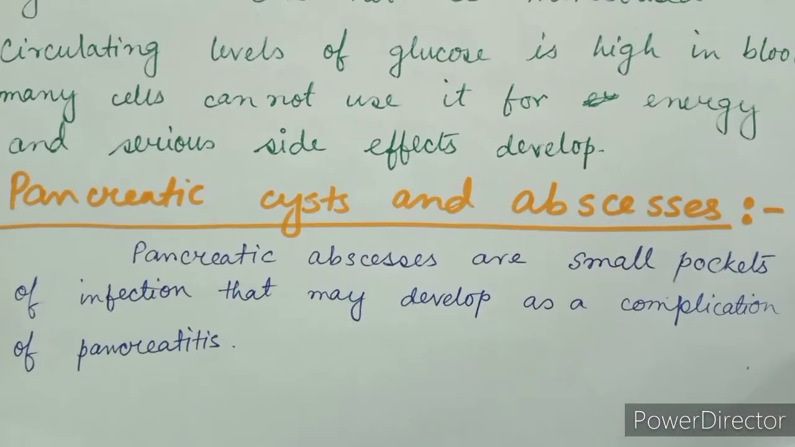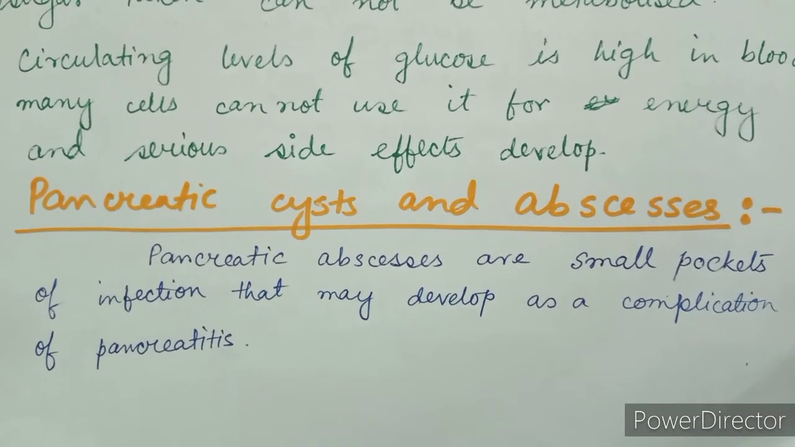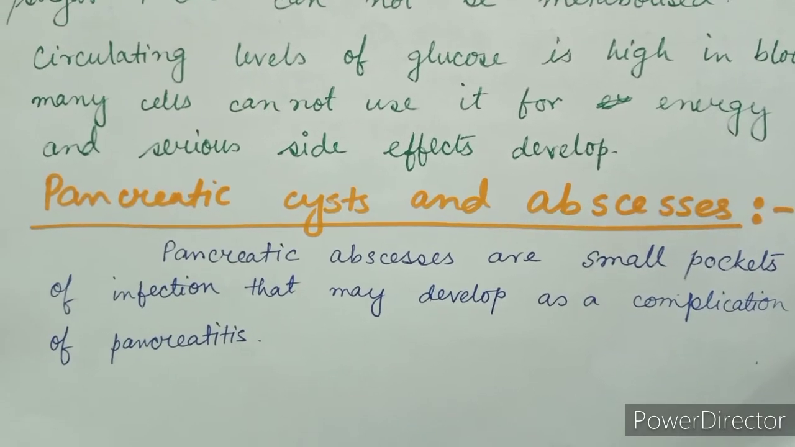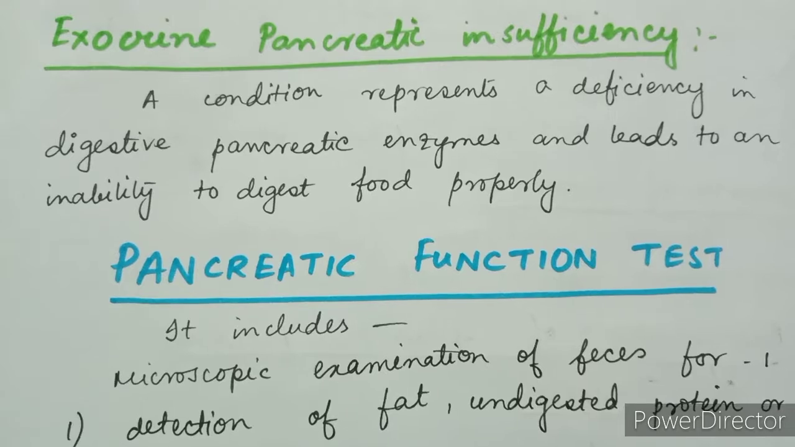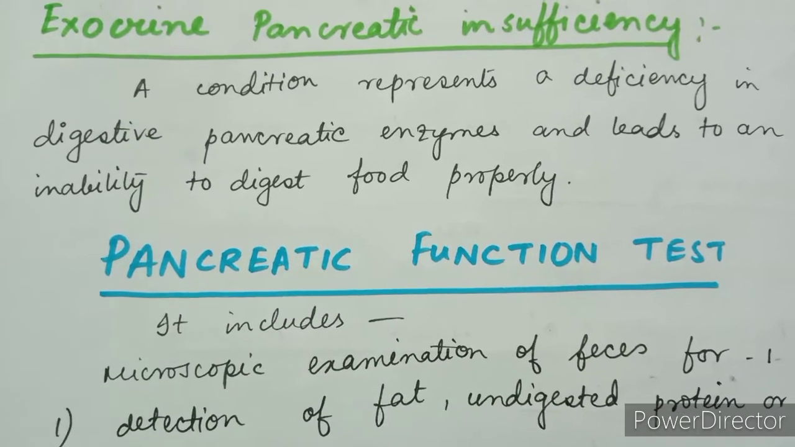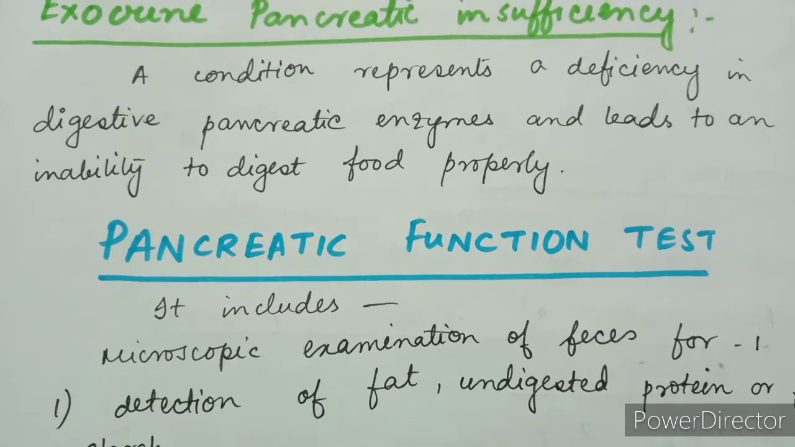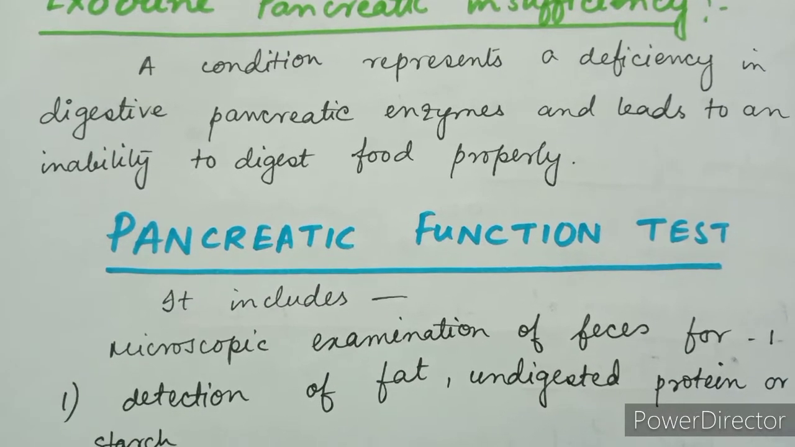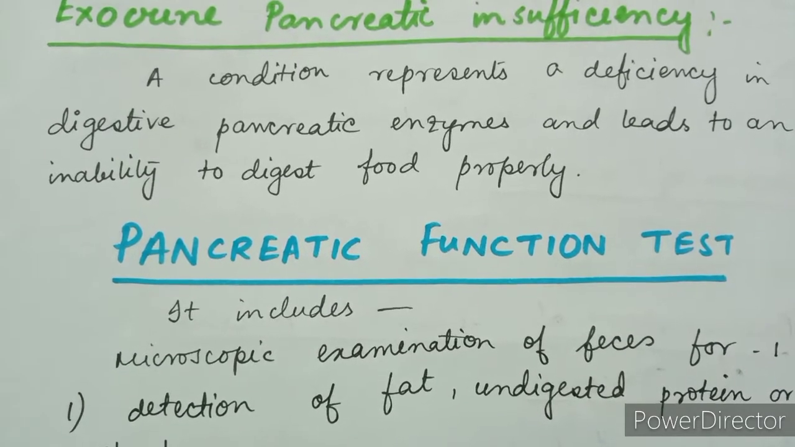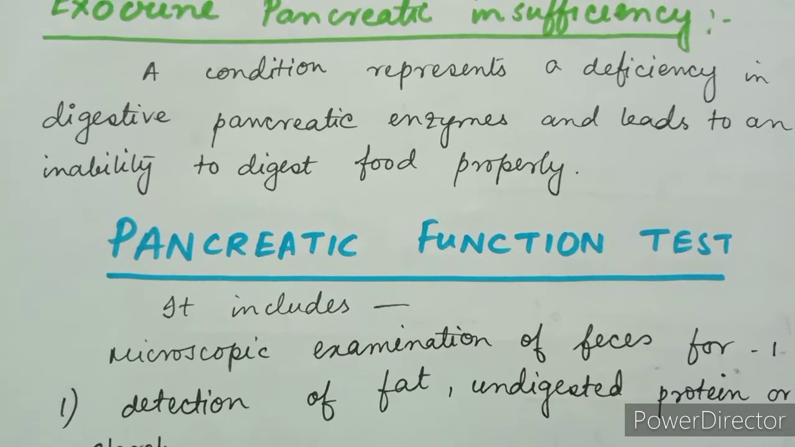The third disease is pancreatic cyst and abscesses. Pancreatic abscesses are small pockets of infection that may develop as a complication of pancreatitis. Next is exocrine pancreatic insufficiency. This condition represents a deficiency in digestive pancreatic enzymes and leads to an inability to digest food properly. Because the enzymes are not secreted, the food digestion is not proper.